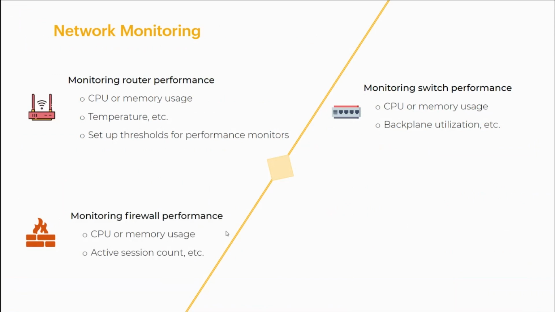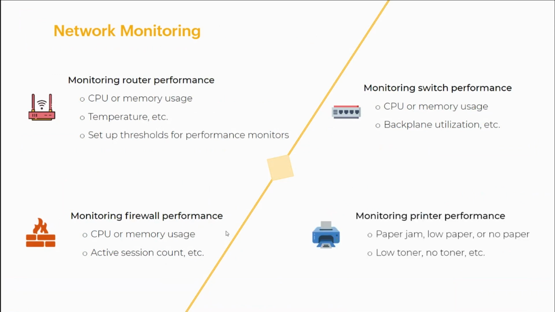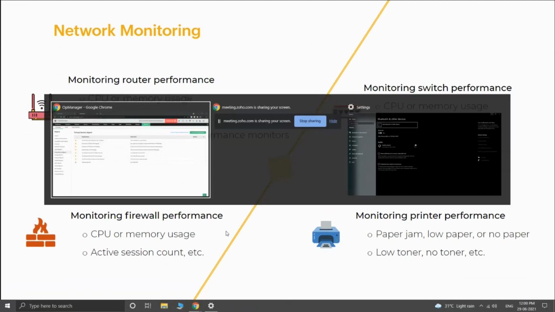OpManager is also capable of monitoring L3 devices, like your firewall, and you can monitor firewall specific parameters like CPU usage, the concurrent VPN users, and the active VPN tunnels that exist in a certain firewall or a certain VPN connection. Further, you can also monitor the printers that are in your network. So you also have printer specific parameters such as paper jams, the number of papers in the printer, or the toner levels of your printer. So you have specific metrics for specific network devices.